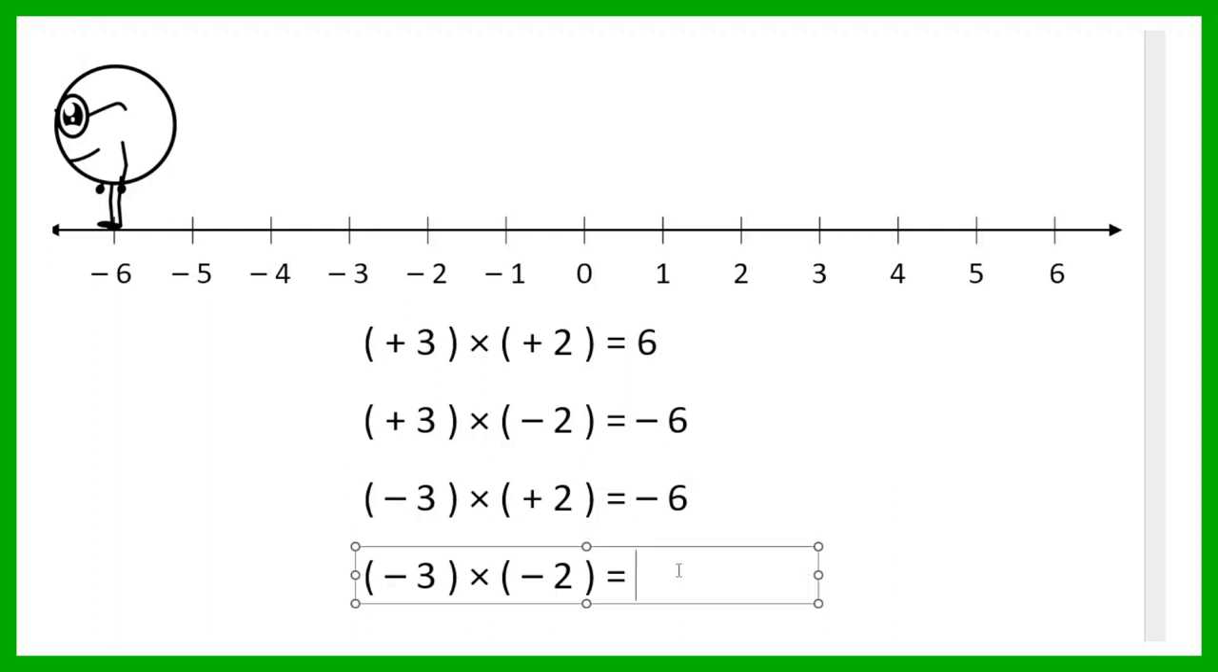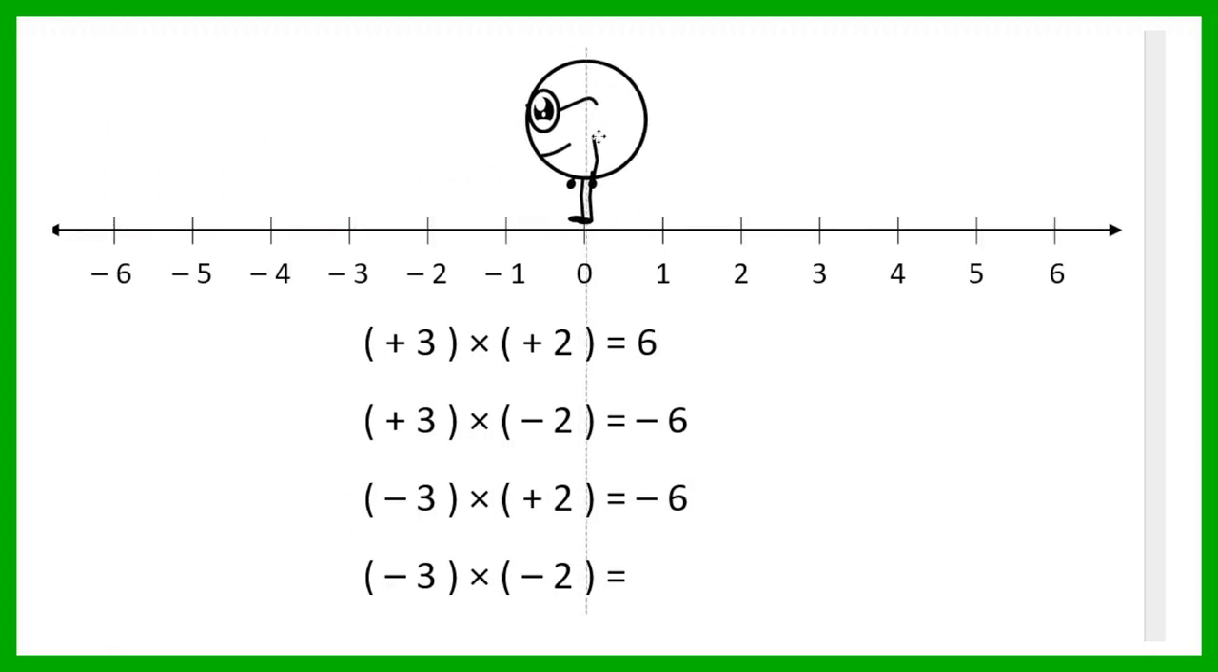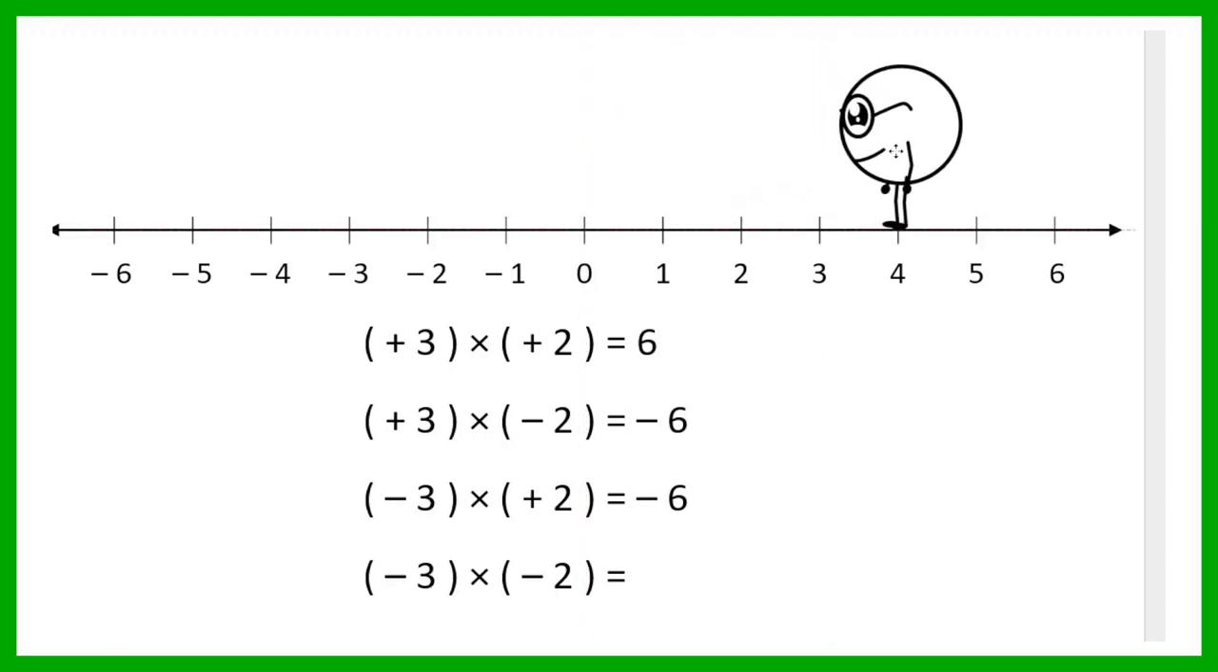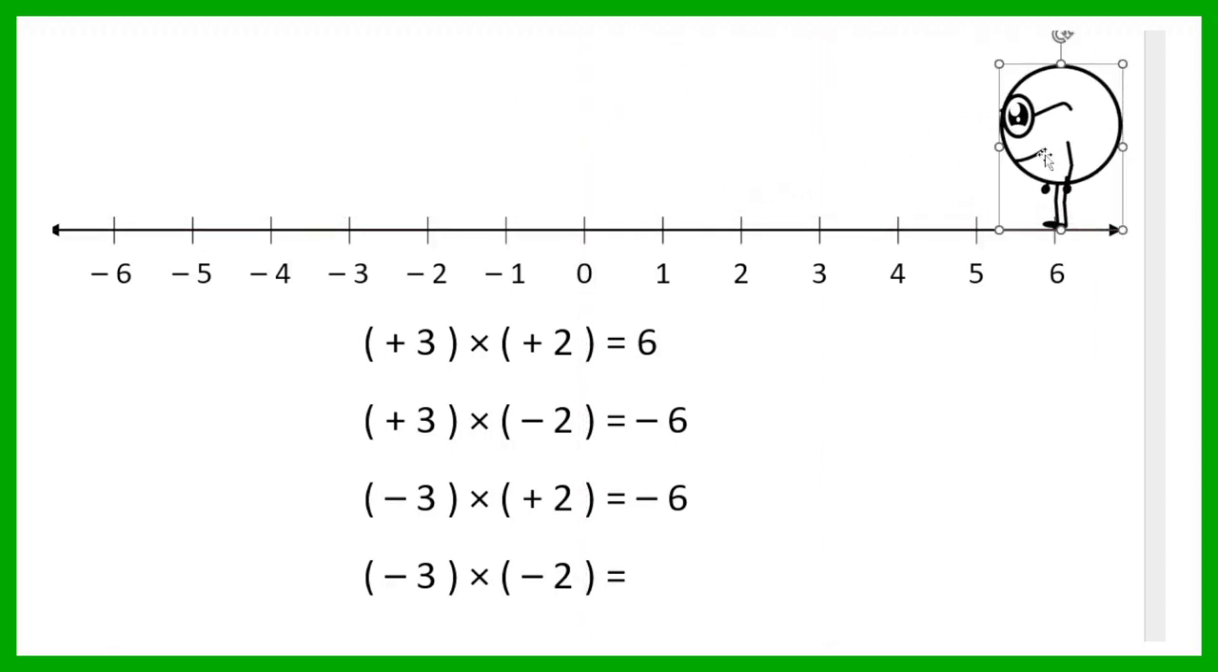And then for the last one, she's still facing the negative direction, and she's still making 3 jumps, and each jump is still a distance of 2, but this time she's jumping backwards. So we're going to go 1, 2, 3, and now she ends up on the positive 6. Okay, so let's just have a look at what happened over here.